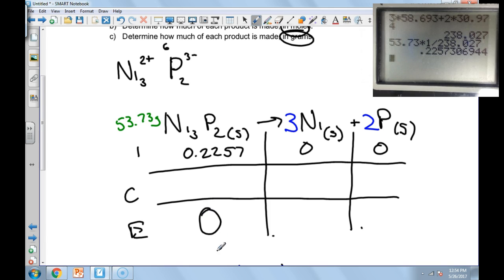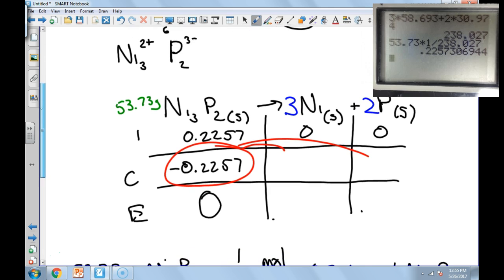So at the end, there's going to be 0 of this. So that means that this is going to change by, we're going to have to subtract 0.2257 moles. Now, I can't emphasize enough that as soon as you get this, this is going to get us this, and then figure it out. This is like the most important thing, that first change box. Okay?